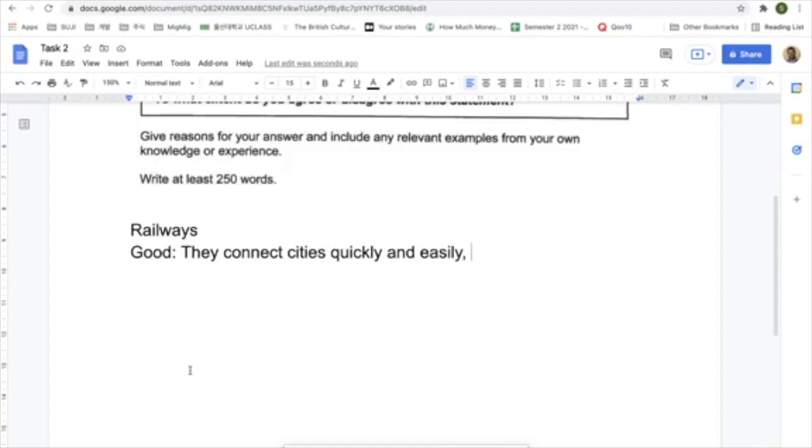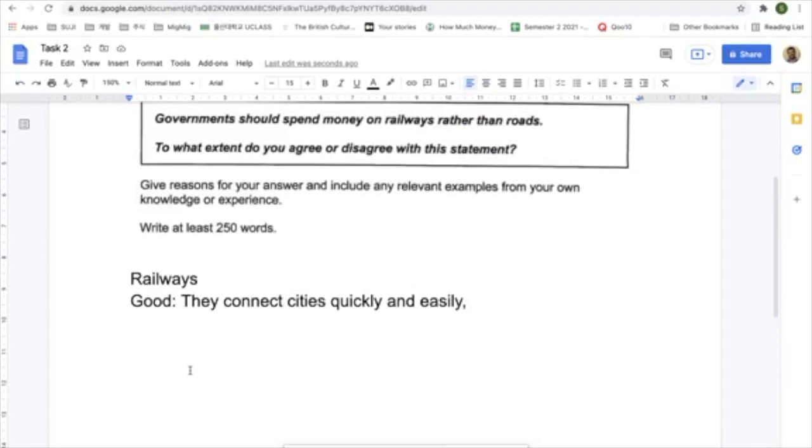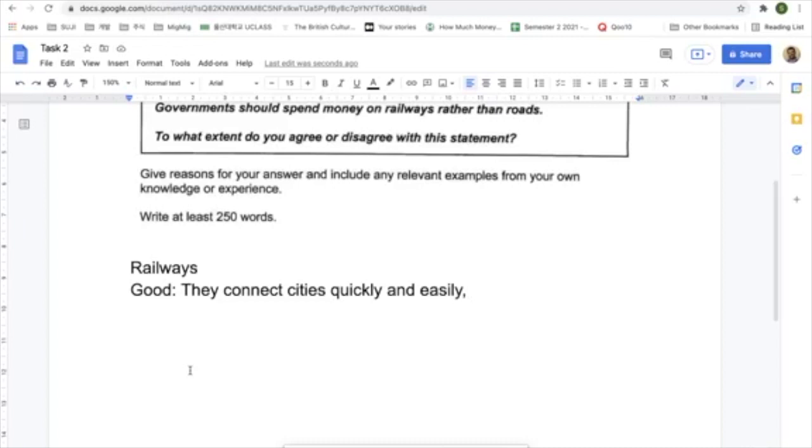So we're talking about railways and roads, and we're saying what's better? Should the government spend money on railways or roads? And I'm saying that railways are good. The government should spend money on railways. They're good because they connect cities quickly and easily, and also they are, I'm going to put, better for the environment.